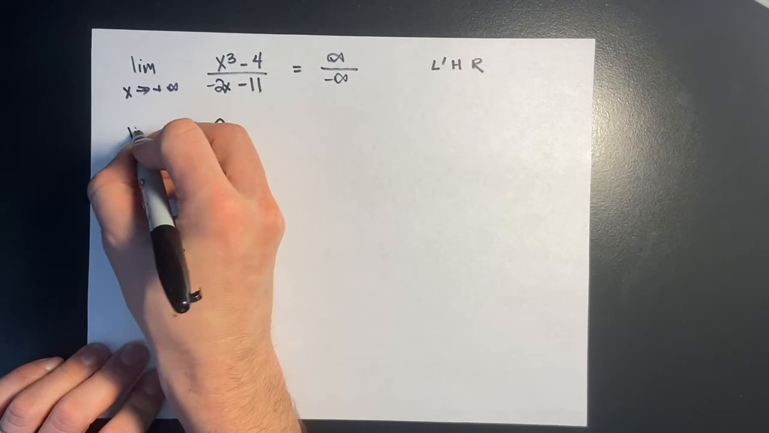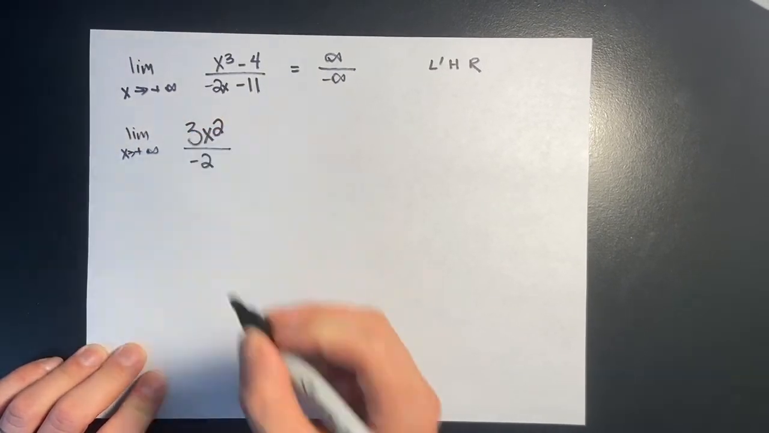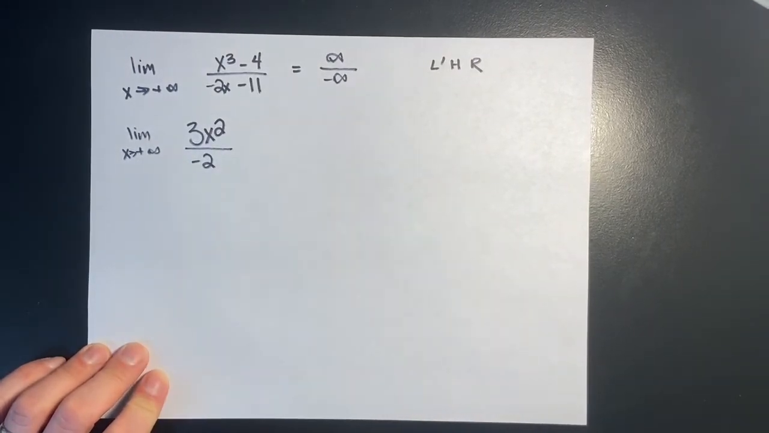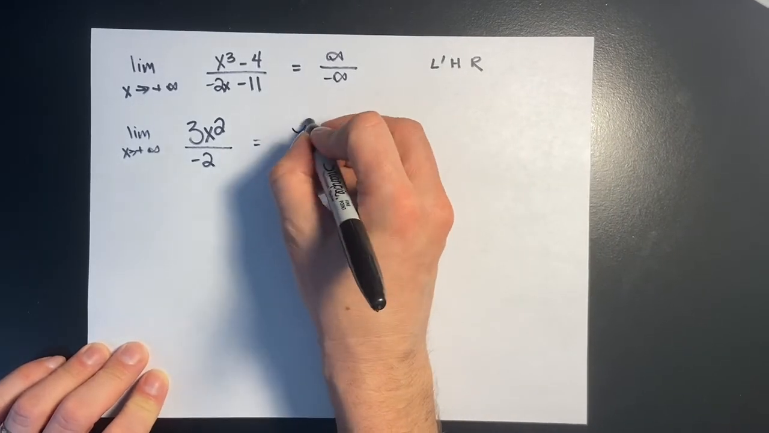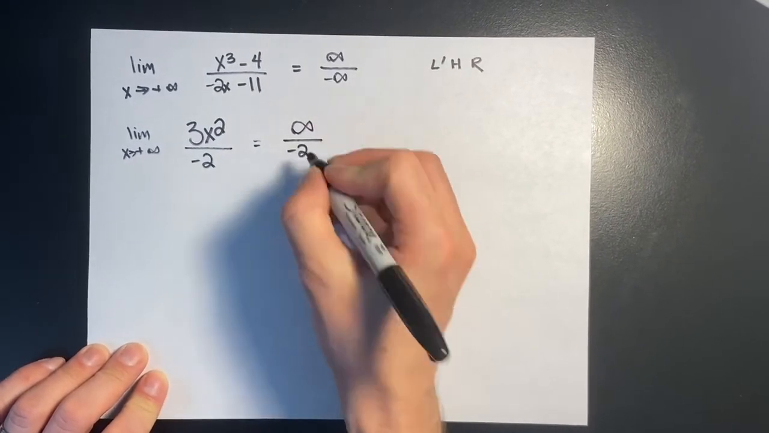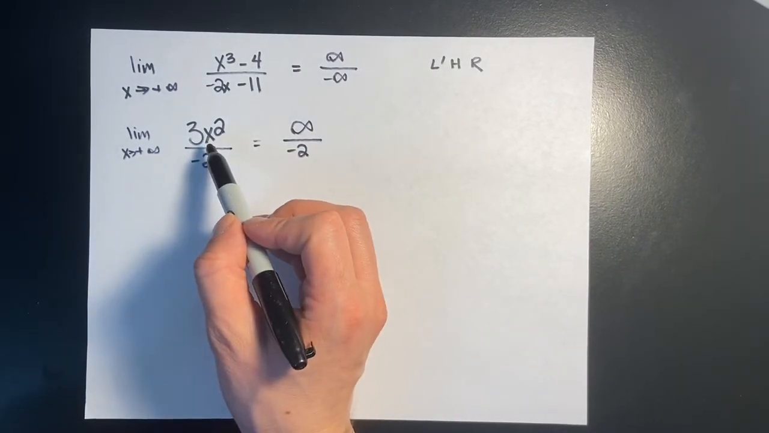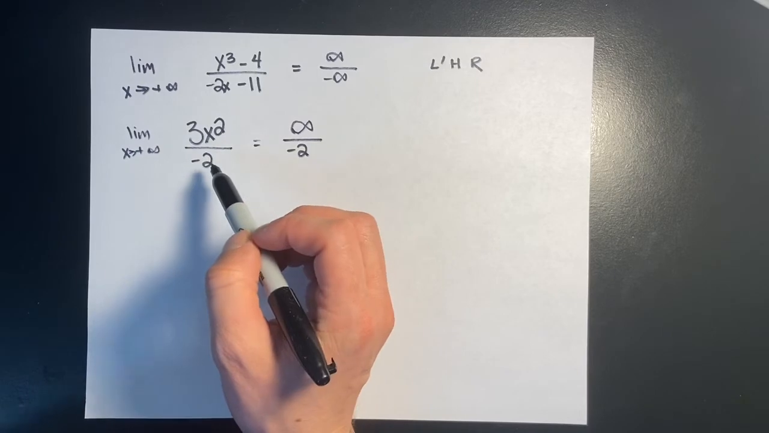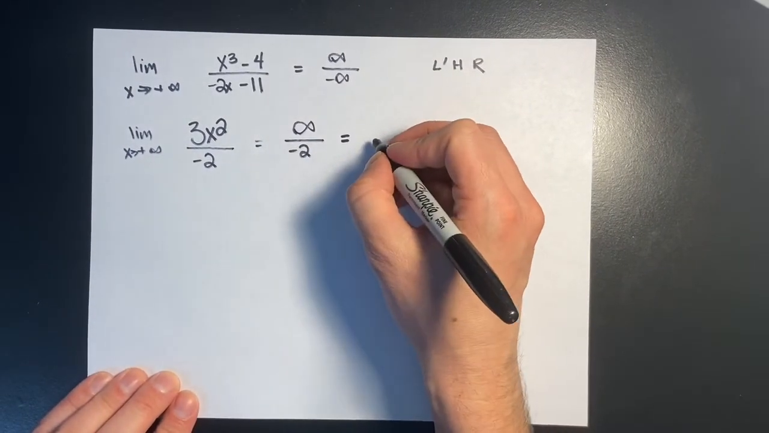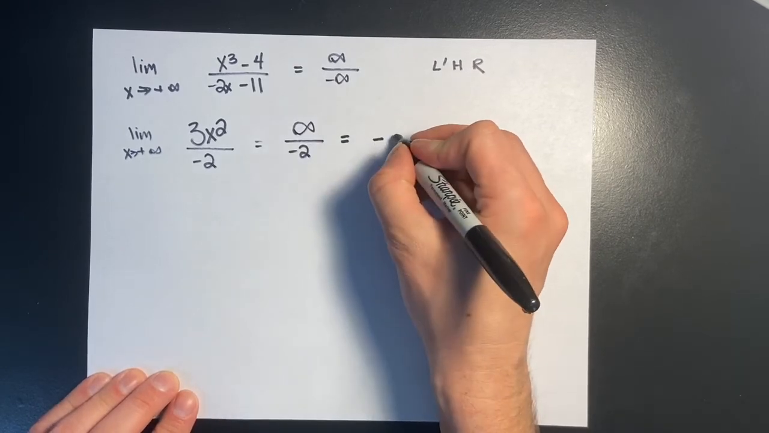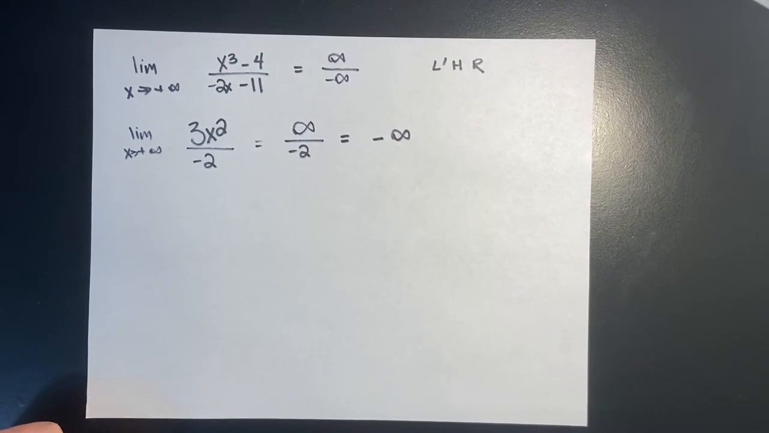So if I take the limit as x approaches positive infinity of 3x squared over negative 2, I would get an insanely huge number over negative 2. See, I plug in infinity on the top, I keep negative 2 on the bottom because there's nothing to plug into, and infinity divided by negative 2 is still an insanely big number, but in this case it's a negative number. So the answer we get here is negative infinity.